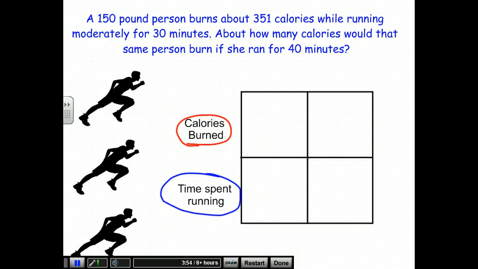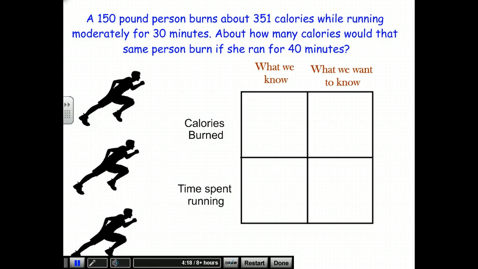Now we can see that everything we put into this top row, these two boxes, is going to relate to calories. The bottom two boxes are both going to relate to time. And we can't just put our information in here completely randomly. We need to organize where everything's going to go. So our columns are going to be what we know and what we want to know. We want to know the amount of calories burned in 40 minutes. What we know, on the other hand, is that in 30 minutes, she burns 351 calories.